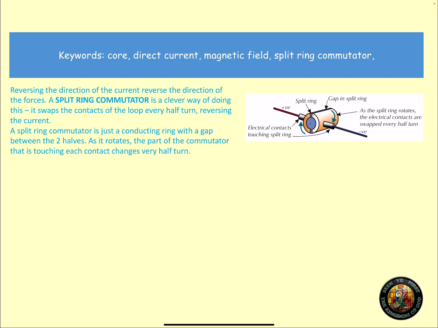And you can see that in the picture, and hopefully you saw that in one of the YouTube videos that I recommended you watch. A split ring commutator is just a conducting ring with a gap between the two halves. As it rotates, the part of the commutator that is touching each contact changes every half turn.